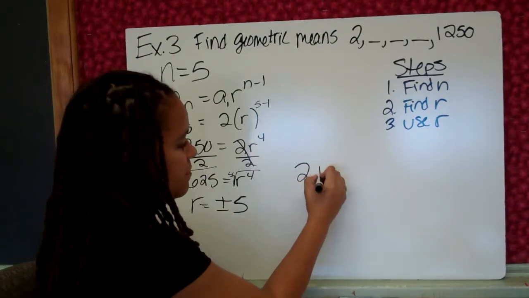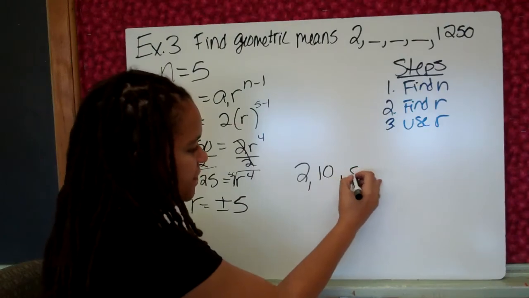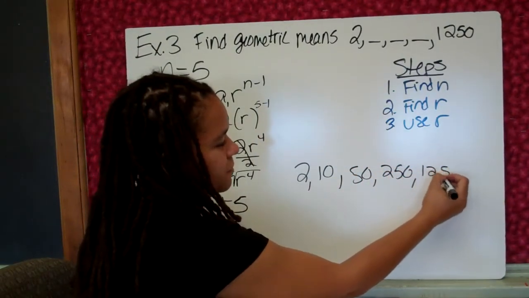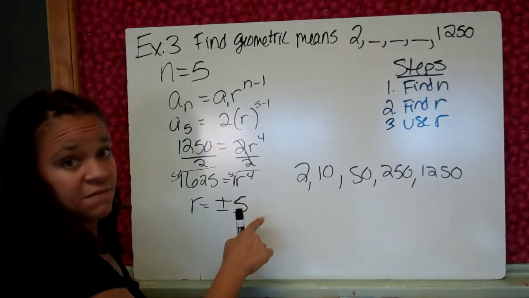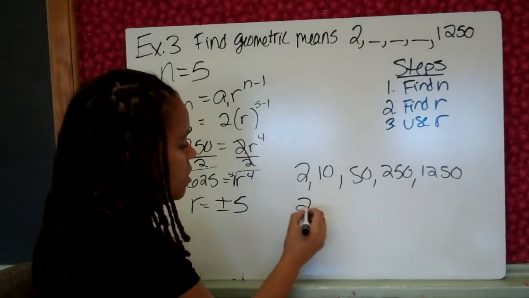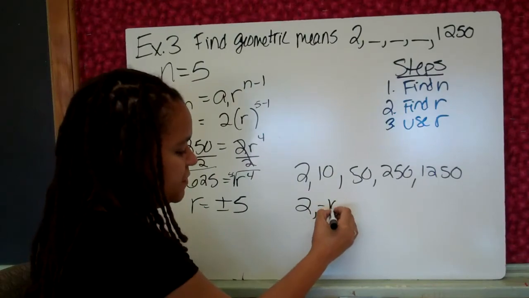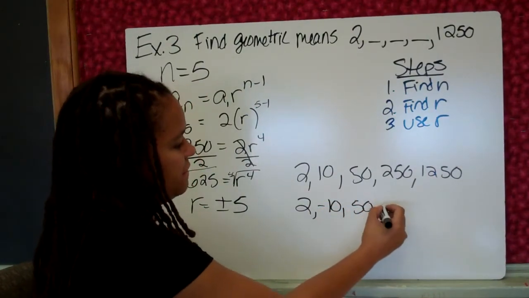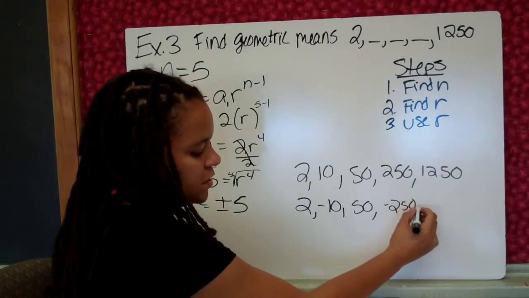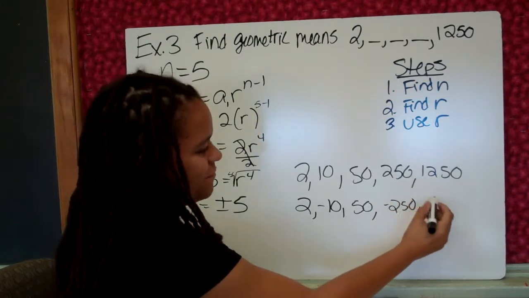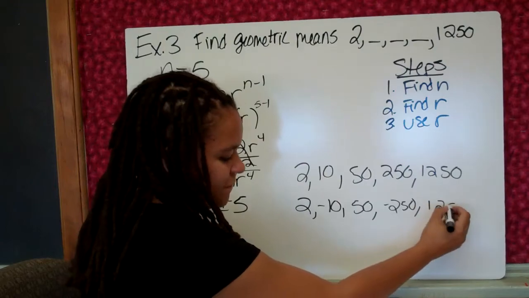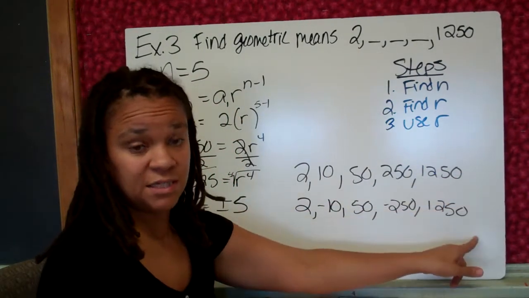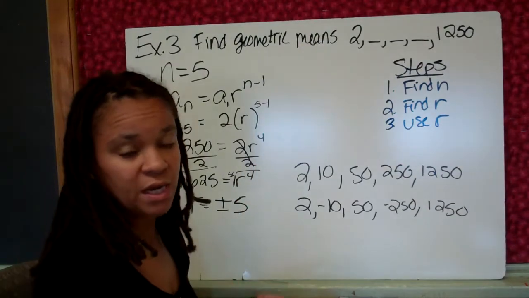2 times 5 would be 10, times 5 would be 50, times 5 would be 250, times 5 would be 1250. That's if we use the positive 5. If we use the negative 5, we would still start with 2, but we'd end up with negative 10, times negative 5 would be positive 50, times negative 5 would be negative 250, times negative 5 would be positive 1250. So there are two different possibilities here because we ended up with a 4th root, an even root.